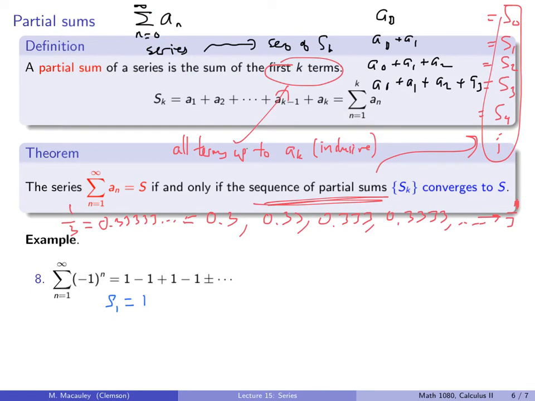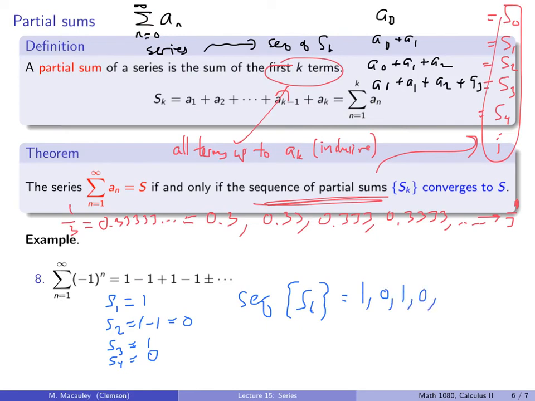Okay, so back to our example. The first partial sum is equal to 1. That's just this term. The second partial sum is equal to 1 minus 1 equals 0. The third partial sum is equal to 1. The fourth partial sum is equal to 0. And so the sequence of partial sums, S_k, is 1, 0, 1, 0. And this does not converge anywhere. This diverges. And so this is another reason why this series right here is not going to converge.